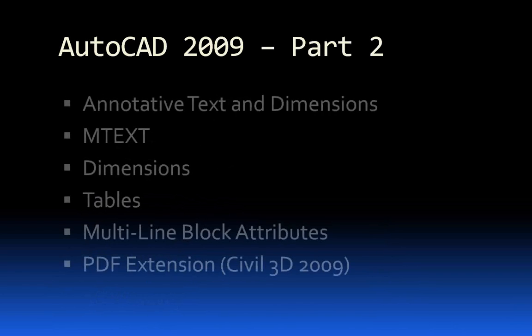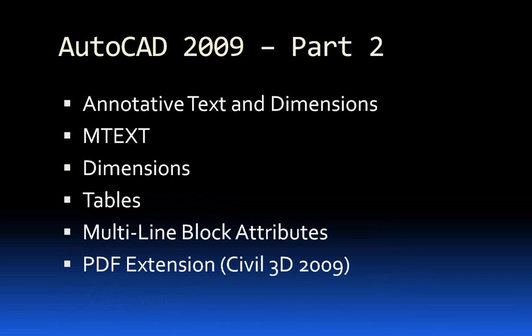Next week on Tuesday for part 2, I will finish up and spend most of the time on text and annotation. So we're going to look at the new annotative text and dimensions and how those behave. We'll look at some of the new features for MText. We'll look at some of the new dimension options, some table options. They have an item called a multi-line block attribute, which is real nice. And then we'll finish up with some of the new PDF underlay and plotting tools that are available as an extension to our Civil 3D 2009. All right, so I'm done with the PowerPoint and the bulk of the yapping on this stuff here.